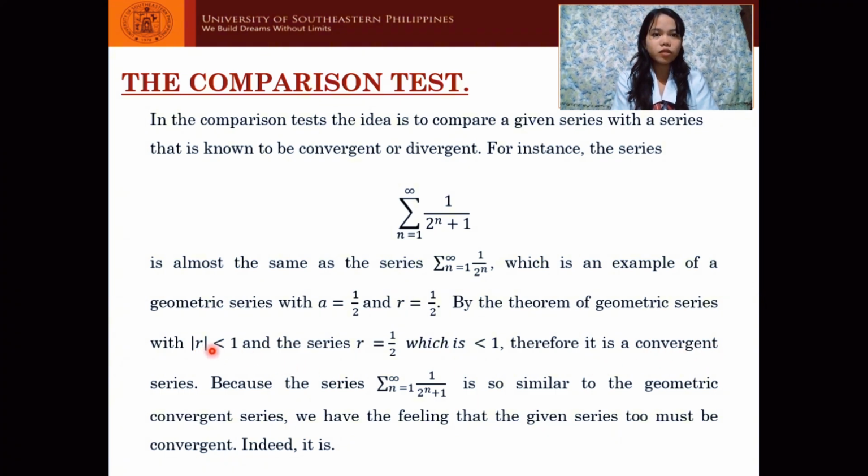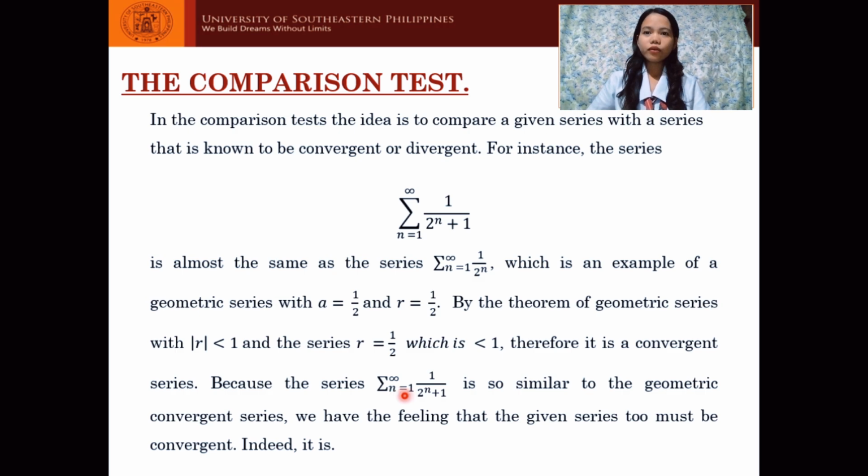Since our r here, the absolute value of 1/2, is less than 1, therefore we can conclude that the series 1 over 2 raised to the power of n, the summation of it from n equals 1 to positive infinity, is convergent. Because the series, the summation of 1 over 2 raised to the power of n plus 1 ranging from 1 to infinity, is so similar to the geometric convergent series that we have, which is the summation of 1 over 2 raised to the power of n ranging from 1 to infinity.